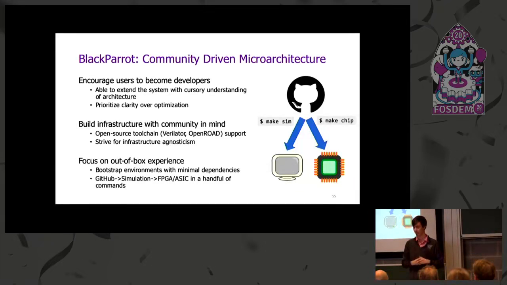Second is building a development infrastructure based on freely available CAD tools. This lowers the barrier of entry so that hobbyists and researchers are able to get up and running with the system. And last is focusing on out-of-the-box experience. Users should be able to go from GitHub to simulation or even ASIC in only a matter of a few clicks, without having to debug toolchains or install proprietary software.